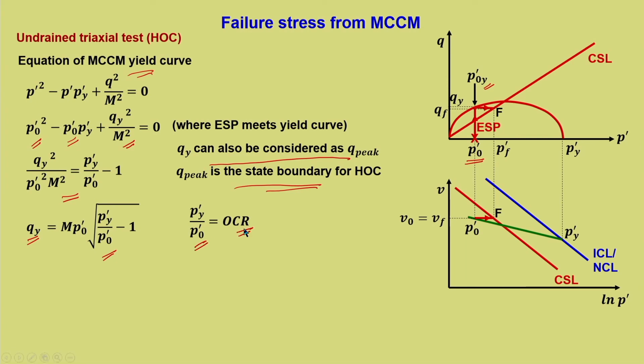is nothing but OCR with respect to the initial point. So, P dash y upon P naught dash is nothing but the OCR. So, you can replace Qy is equal to m into P naught dash root of OCR minus 1, and this is mostly valid for heavily over consolidated soil where OCR is greater than 2. So, m P naught dash root of OCR minus 1 is Qy.